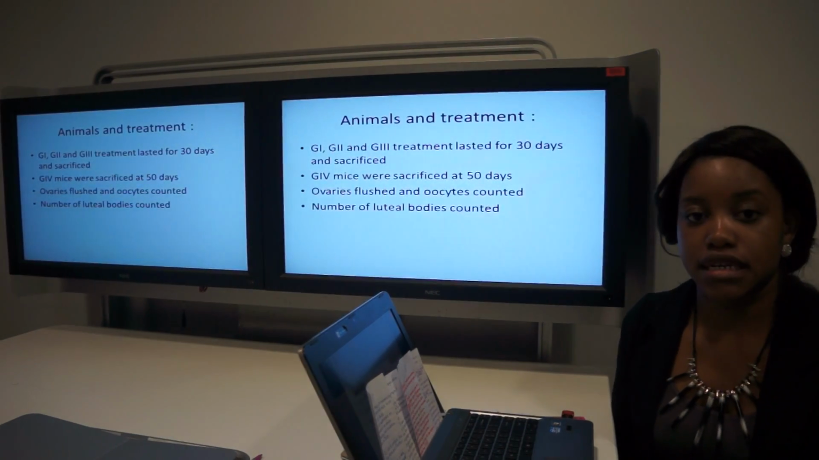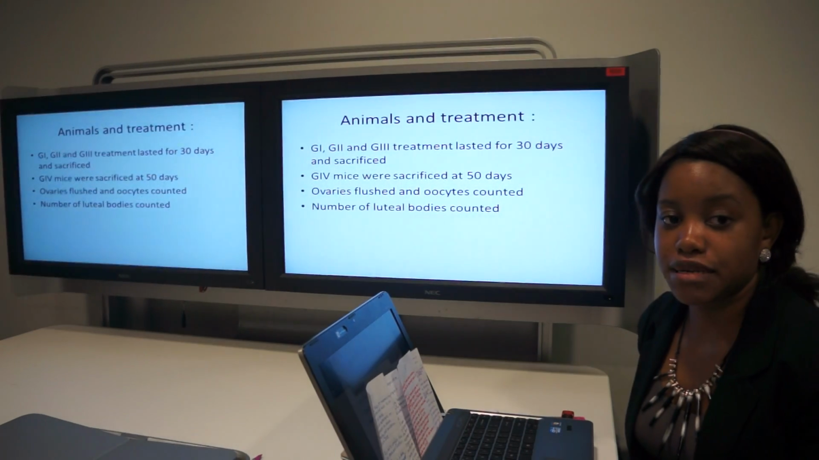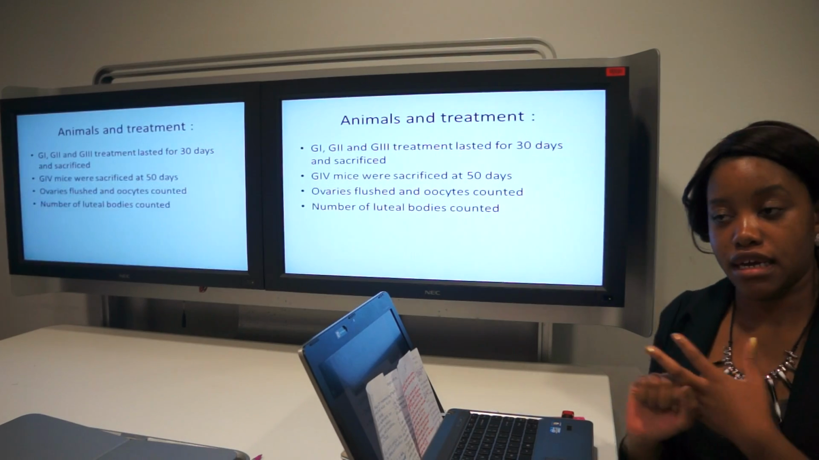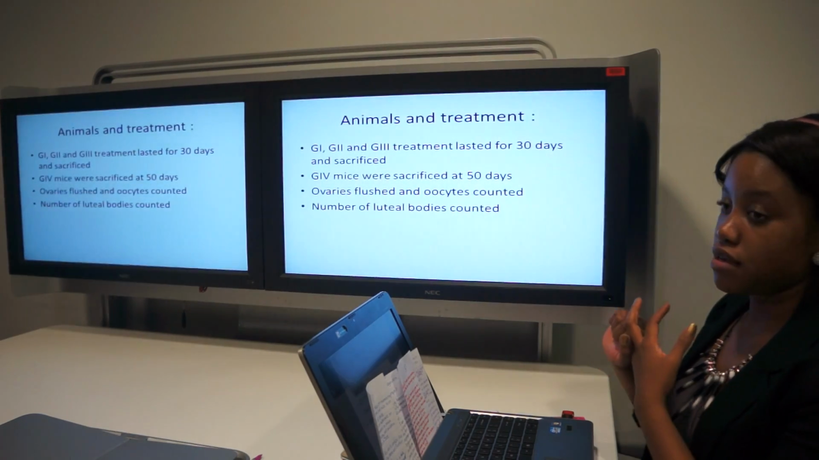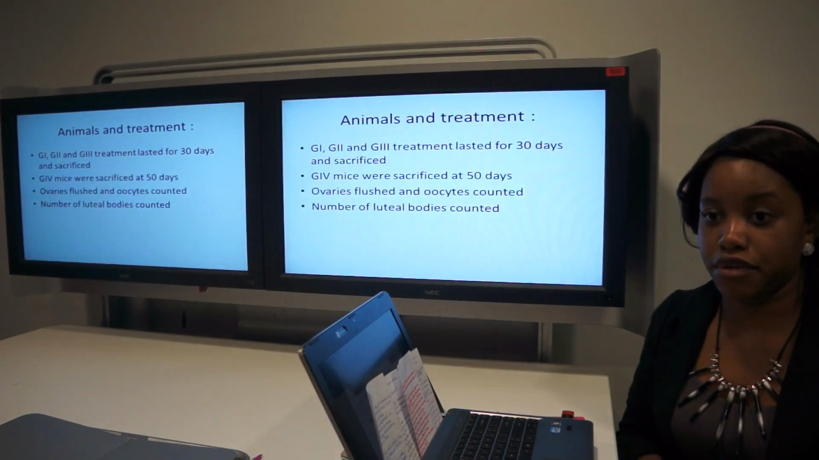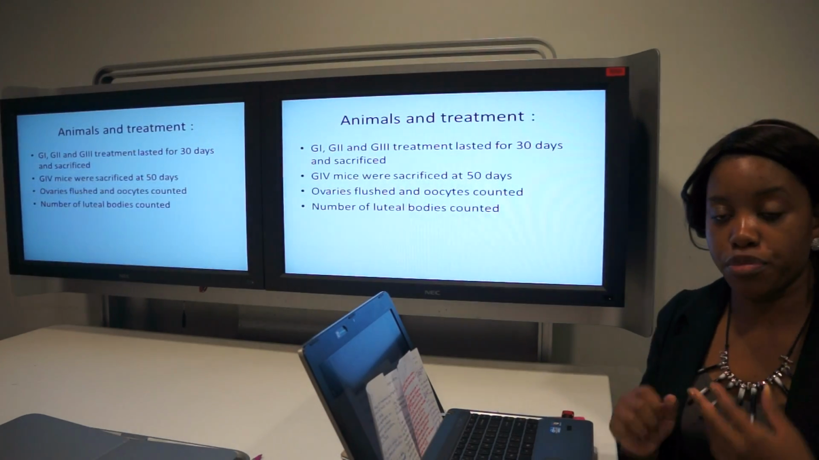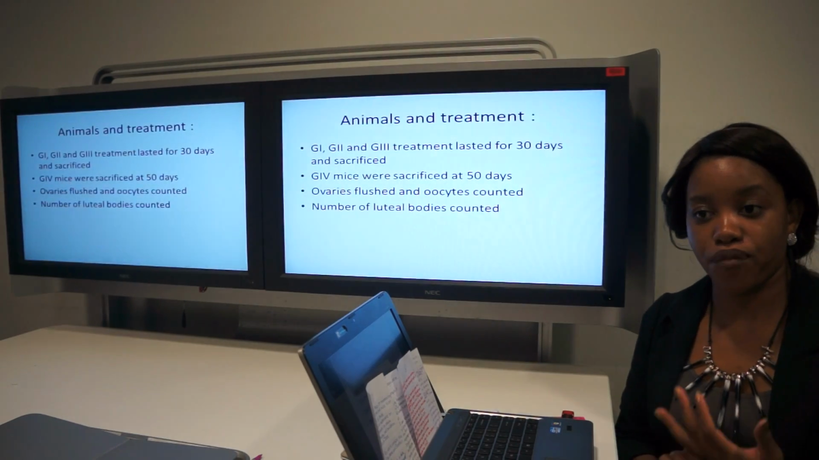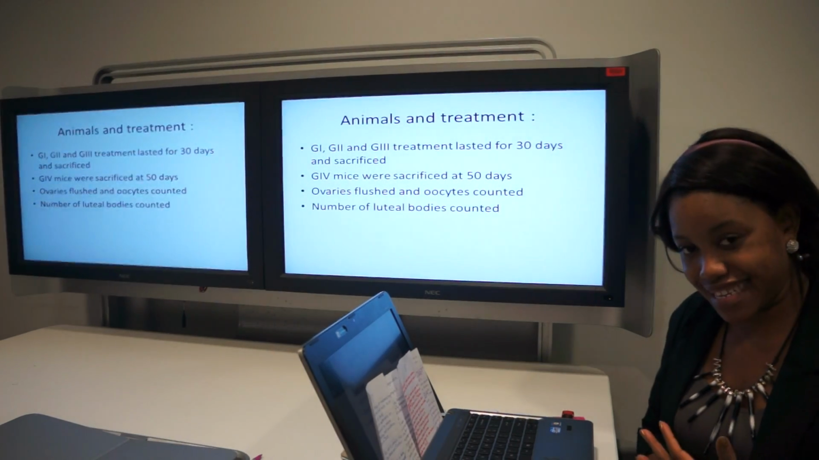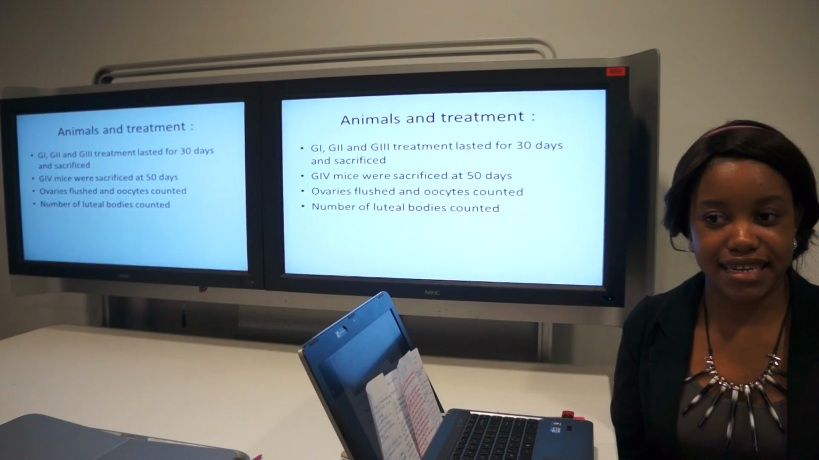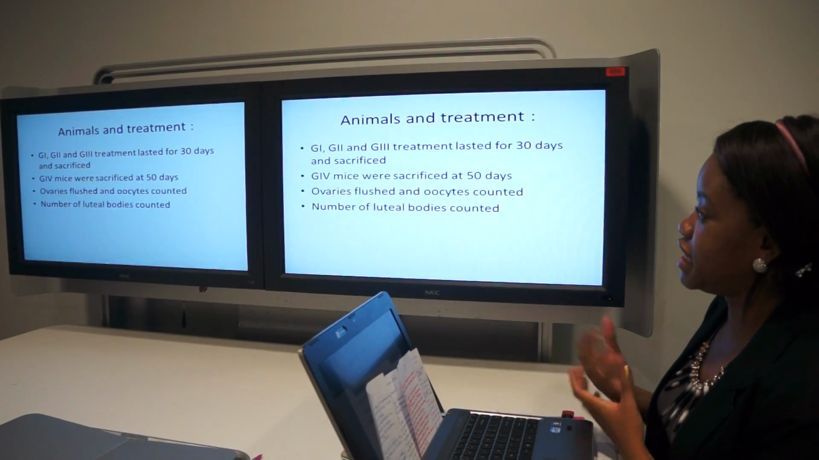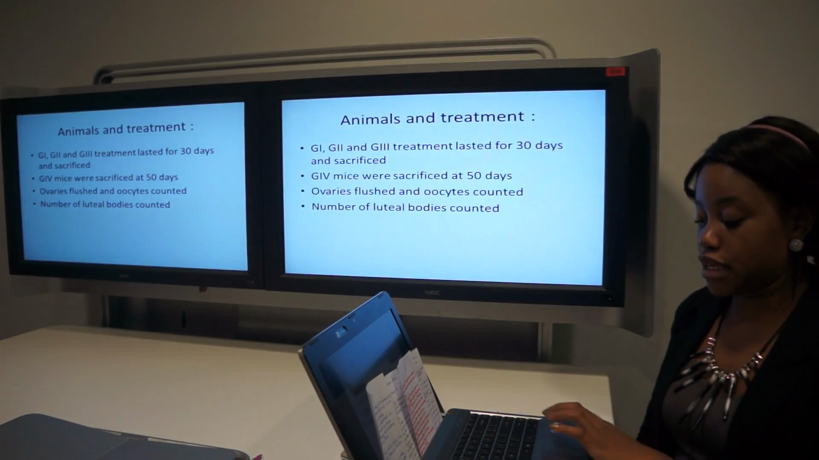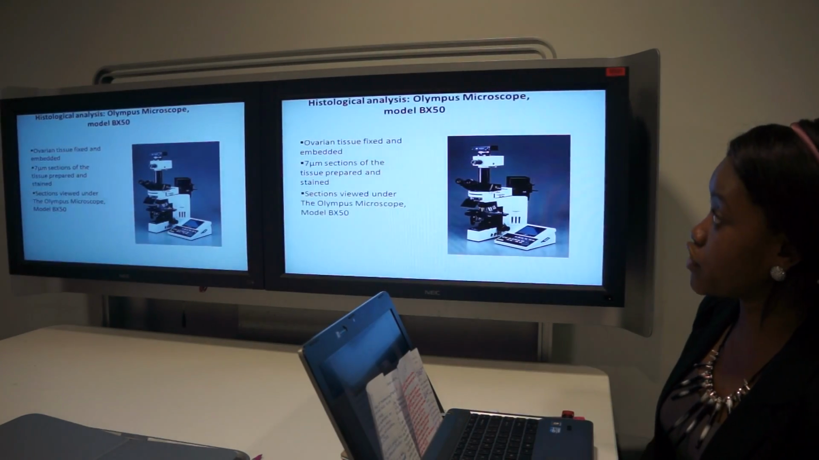After treatment and being sacrificed, these animals were then dissected and ovaries were removed, and ovarian tissue was then prepared, and 7 micrometer sections were prepared for viewing under the Olympus microscope. Ovaries and ovules were then flushed to obtain the number of oocytes and the luteal bodies, which were then counted using the Zeiss microscope.